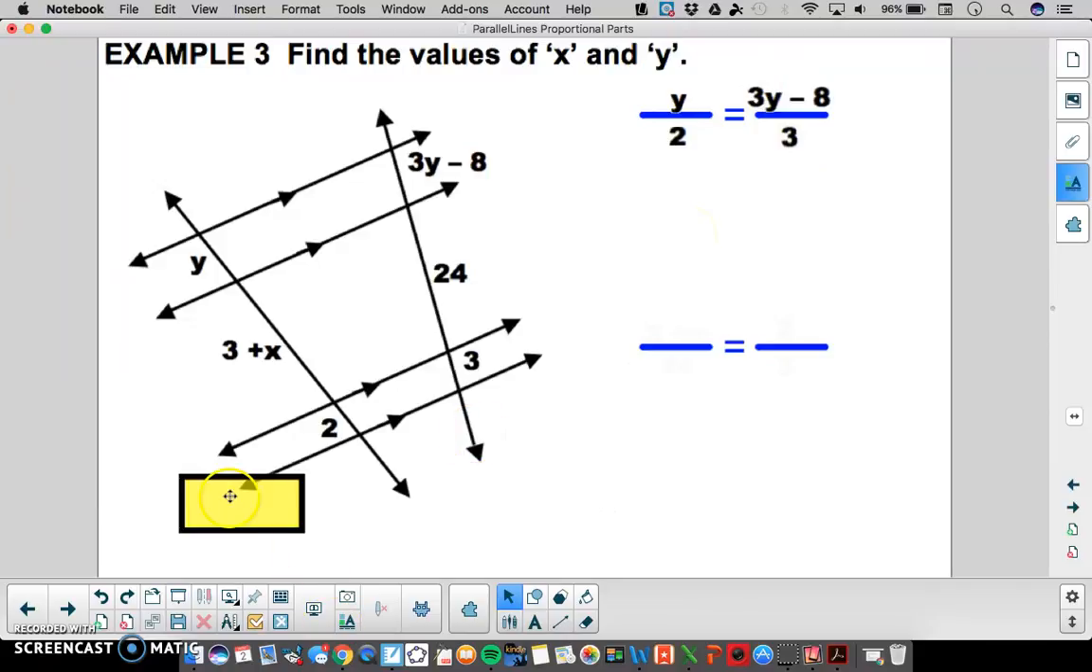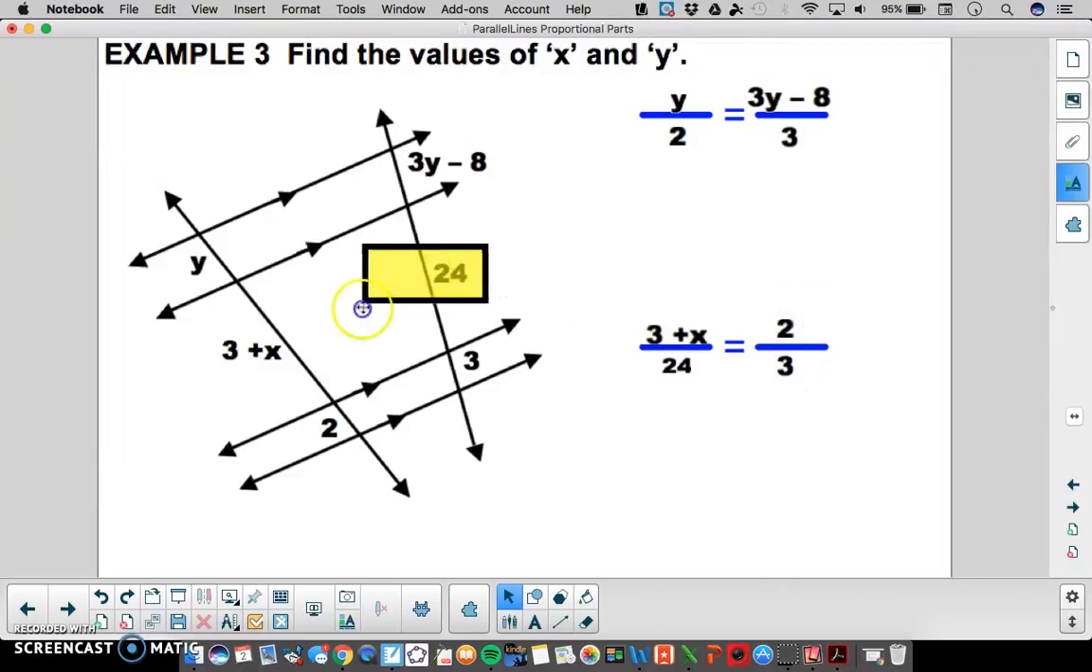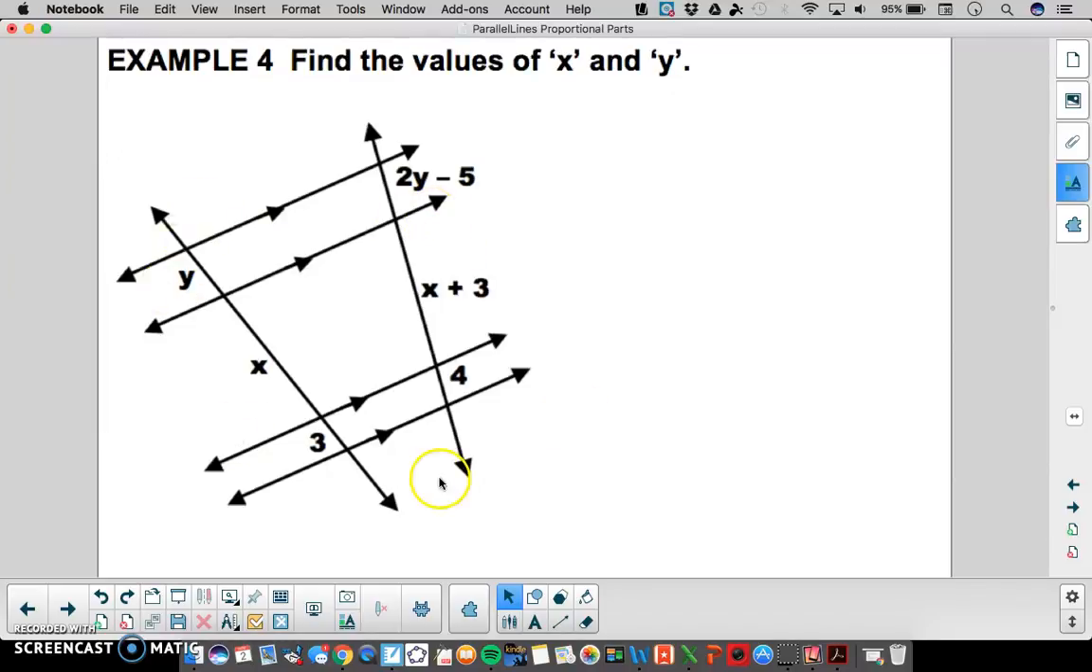I could also set up another proportion to solve for x using 3 plus x and 24 going across the transversals, and 2 to 3. Notice that 3 plus x and 2 are on the same transversal, so that's why they are both in the numerator of their ratios. I'm going to leave it to you guys to solve each proportion for x and y. Go ahead and set up the proportions and solve for x and y in example 4.